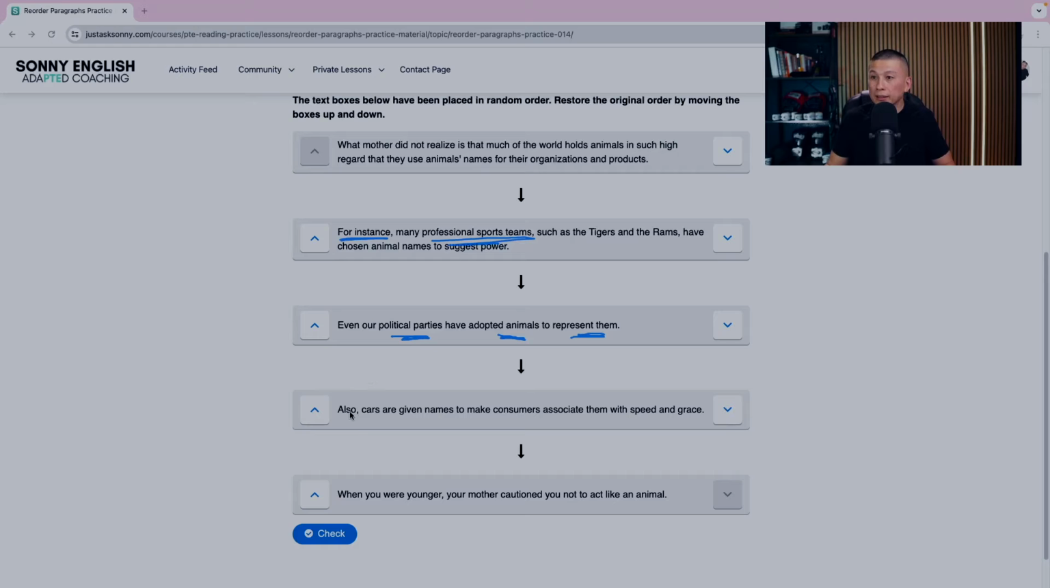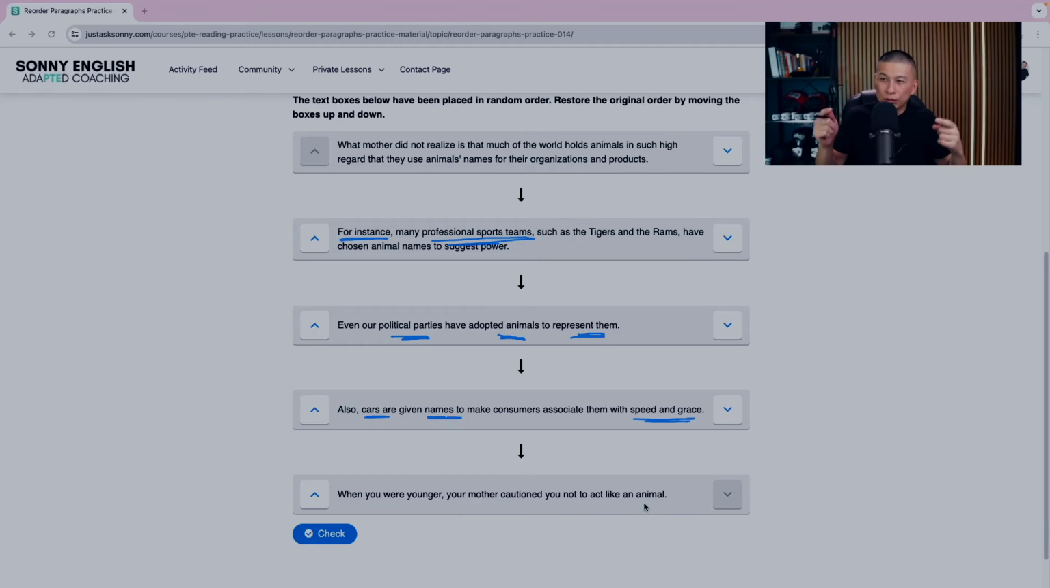Okay? And then let's go to, we have also here, cars are given names. Cars are given names. Yes, they are. The first name that comes to mind, the Ford Mustang. Mustang is a horse, in case you didn't know. You see how they use an animal to represent the car. Yes, because it associates them with speed and grace. There you go. And then the last one here, it's going back to talk about your mother asking you not to act like an animal.